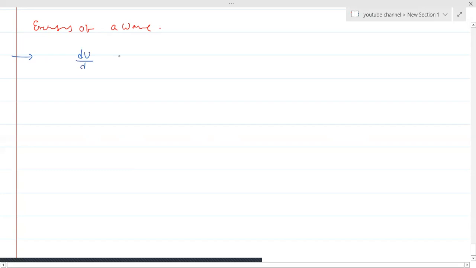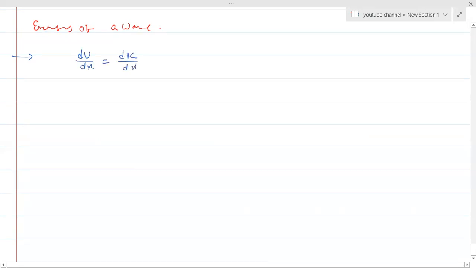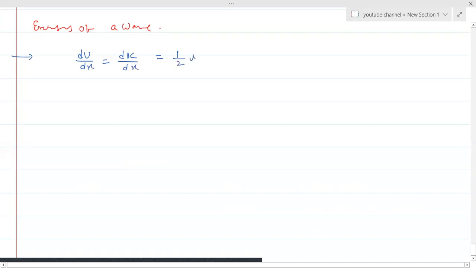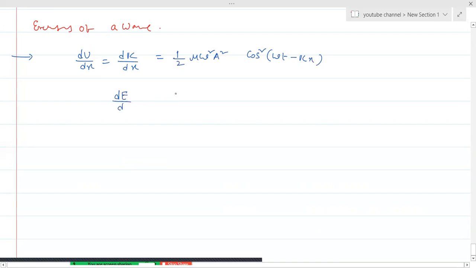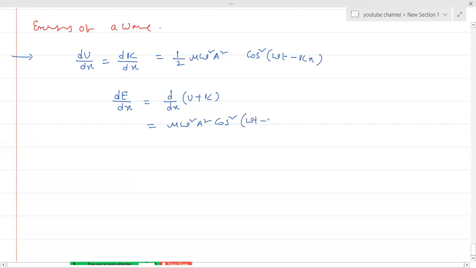Later we will think of dU by dx, which is equivalent to dK by dx: change in potential energy with respect to x, or change in kinetic energy with respect to x. That is equivalent to half mu into omega square a square into cos square of (omega t minus kx). When we think of total energy d by dx, the two halves get added, because the energy is dU by dx plus dK by dx. So finally we have mu into omega square a square into cos square of (omega t minus kx).